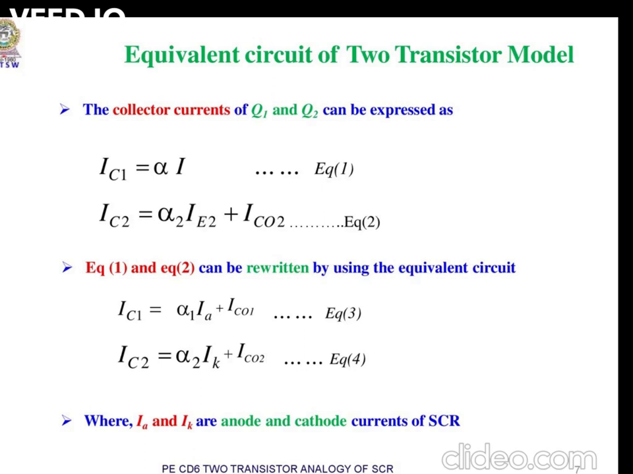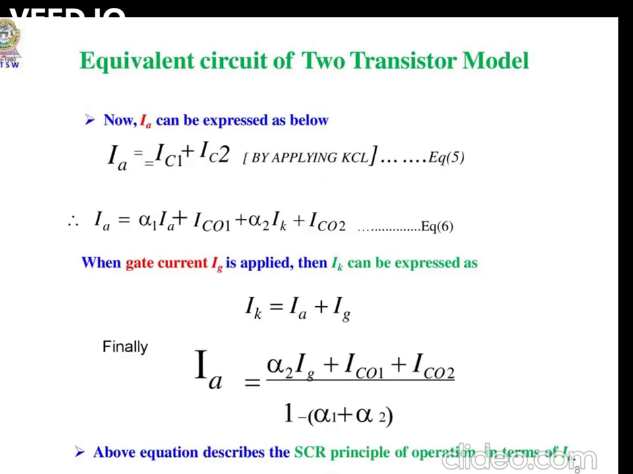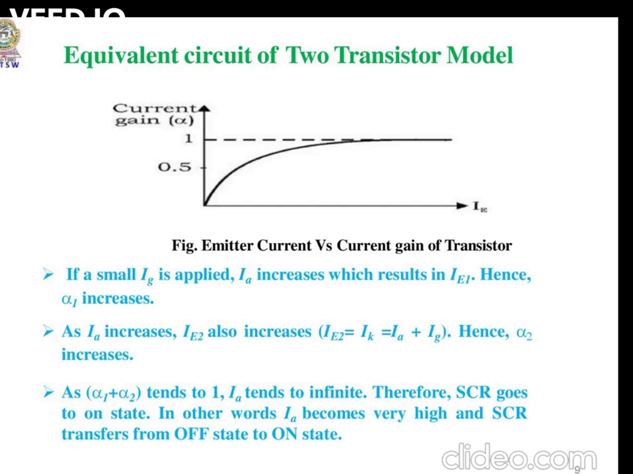The equations are expressed with alpha as the current gain. So IC1 equals alpha1 IA and IC2 equals alpha2 IK plus ICO2. By applying KCL we get these equations. Simplifying 1 and 2, the anode current IA equals IC1 plus IC2, so IA equals alpha1 IA plus ICO1 plus alpha2 IK plus ICO2. When gate current IG is applied, the cathode current IK is the sum of anode current and gate current. So IA is finally expressed in a simple form.